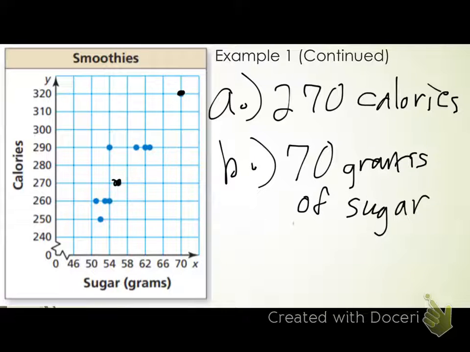That's it for letter B. 70 grams of sugar. Does everyone see how I found that? 320 calories, 70 grams of sugar. Questions on B? Let's look at letter C.